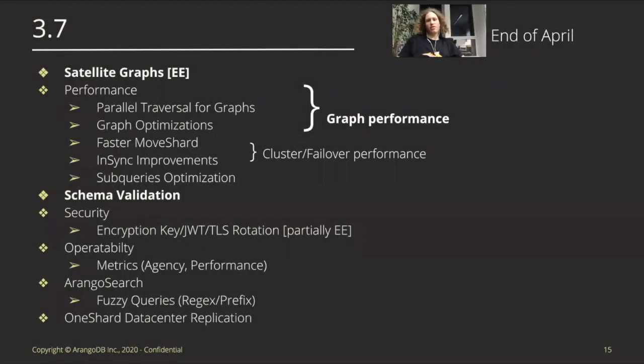So this is the overview of what's happening in 3.7. As you can see, the big themes around 3.7 are going to be graph and cluster performance, as mentioned earlier, schema validation, security, and then following up again with more metrics and ArangoSearch. And if you're running in large environments, the improved data center to data center replication is going to be very helpful.